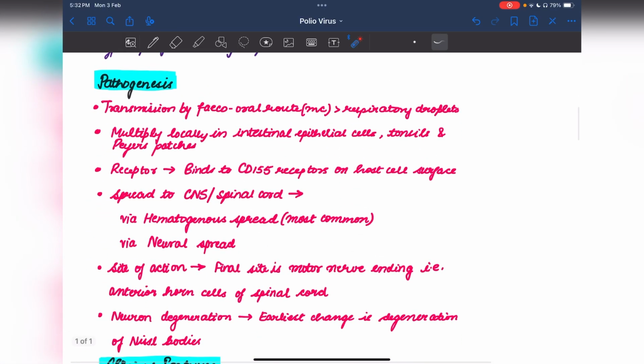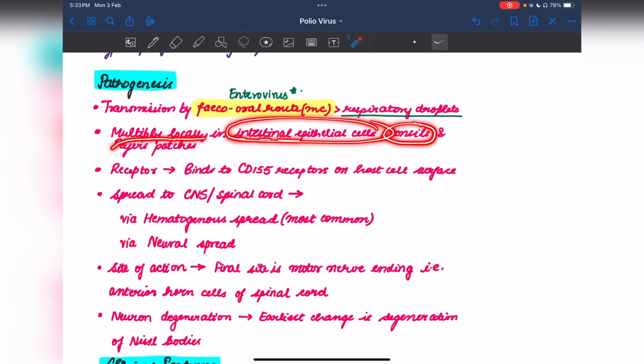Now coming to pathogenesis, it's important and kind of confusing as well. In pathogenesis the transmission is by fecal-oral route. Why by fecal-oral route? Because it's an enterovirus. Enterovirus, right? So that is why fecal-oral route more than respiratory droplets. It can be via respiratory droplets as well, but it's more via fecal-oral route. It multiplies locally in the intestinal epithelial cells, tonsils, as well as Peyer's patches. Here it majorly replicates in the epithelial cells as well as the lymphoid tissue.